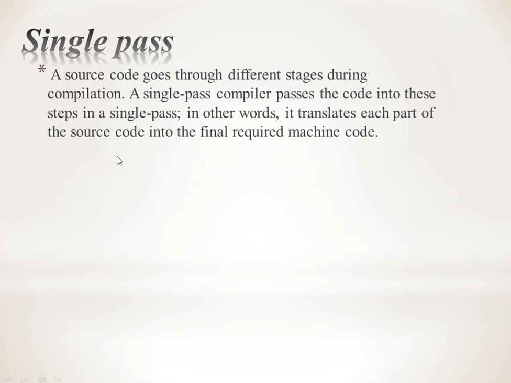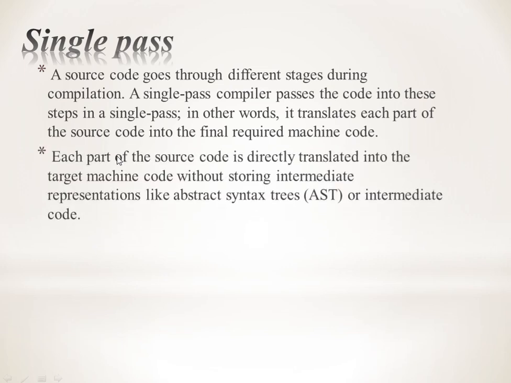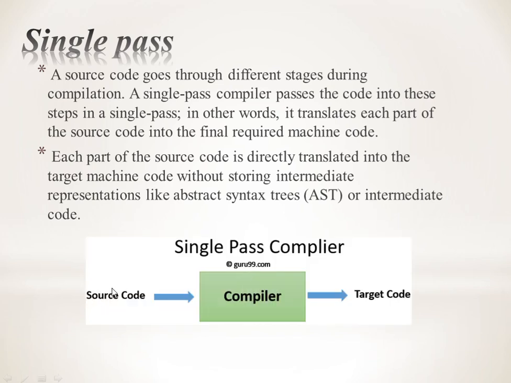In single pass, the source code goes through the different stages during the compilation. A single pass compiler passes the code through these steps in a single pass. In other words, it translates each part of the source code into the final required machine code. So the source code is directly translated into the machine code without storing intermediate representation like abstract syntax trees or intermediate code. The diagram below shows how the single pass compiler works. Actually, it goes from the source code directly through the compiler to the target code.